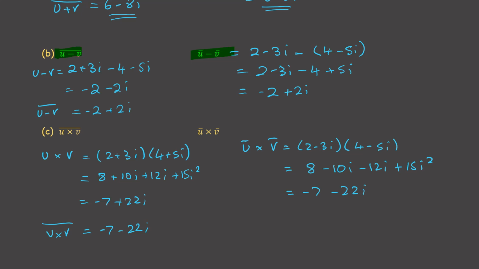And it's just one example, but you might conclude that if you've got u times v and you take the conjugate, that's the conjugate of u times the conjugate of v.